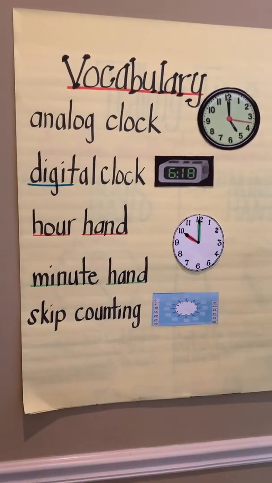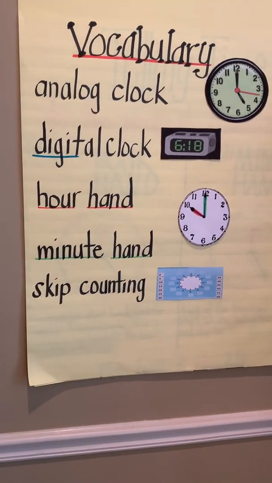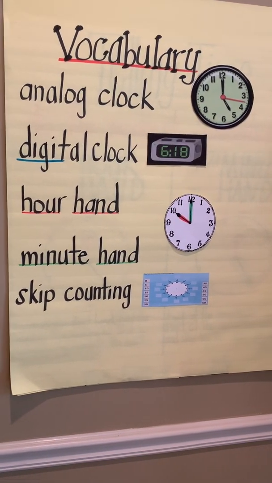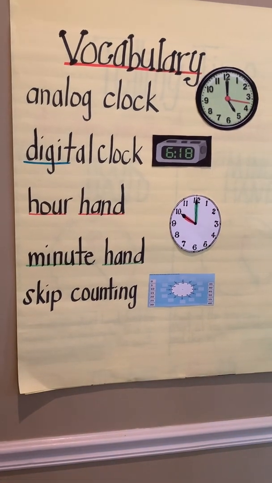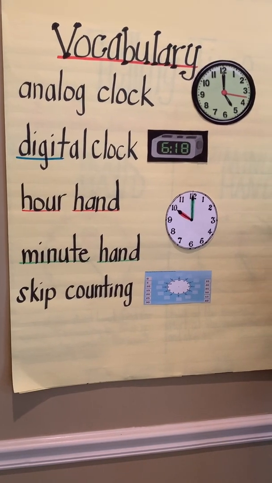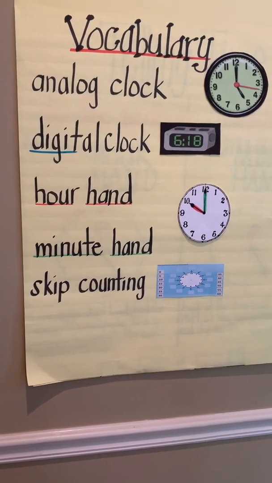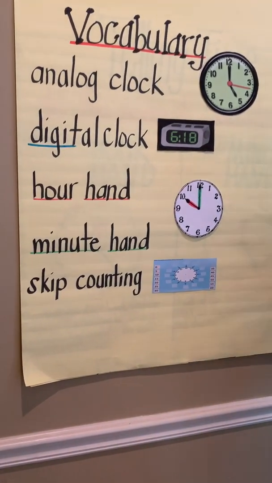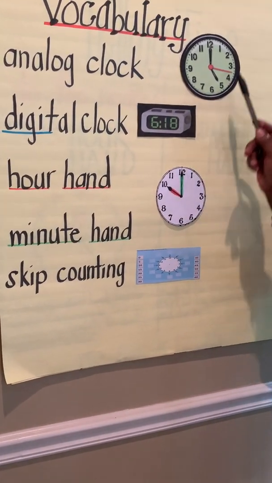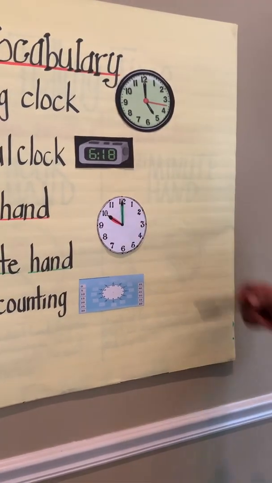I wonder if someone remembers what the word digit means. I'm going to give you a few seconds to think about it. Put your thinking caps on. Okay, I think I heard someone say that digit is simply any number. And you are absolutely correct. If you look at the digital clock, it only has digits. You don't see the hands of the clock. You only see the digits.